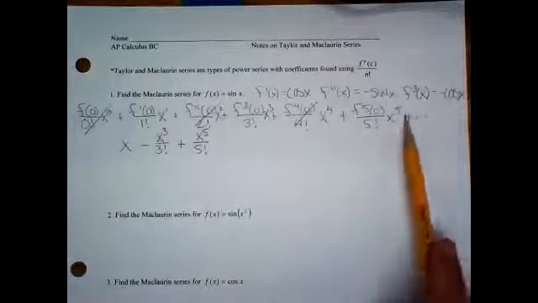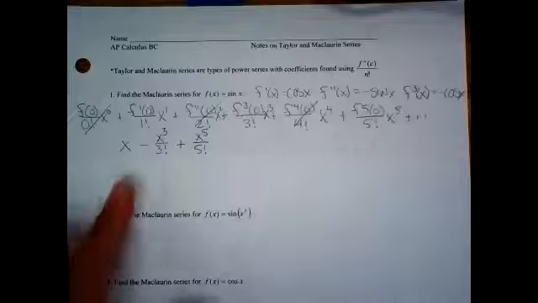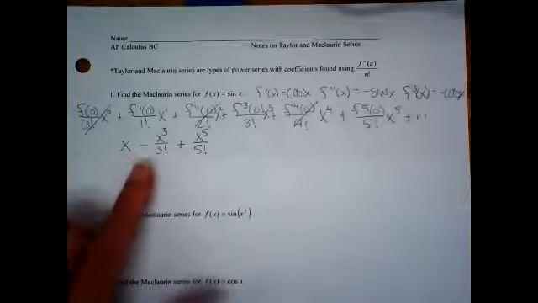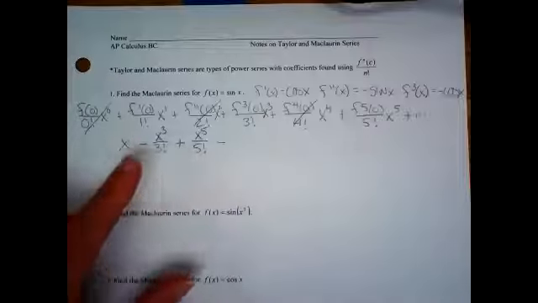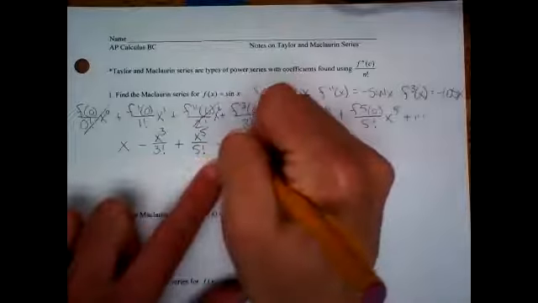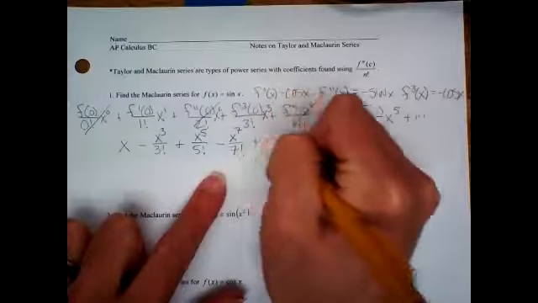And then I didn't write any more of the pattern, but say you were asked for the first four non-zero terms, because that's typically what they say. What would the next one be? Good, minus, because that's the part I always lose. I always forget about the fact that it's alternating. Minus, good, over seven factorial, perfect. Plus dot, dot, dot.